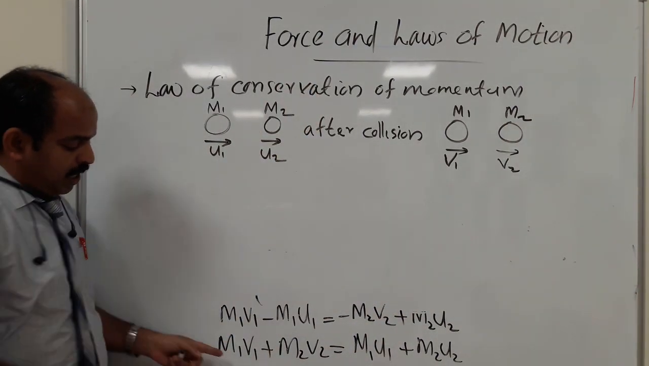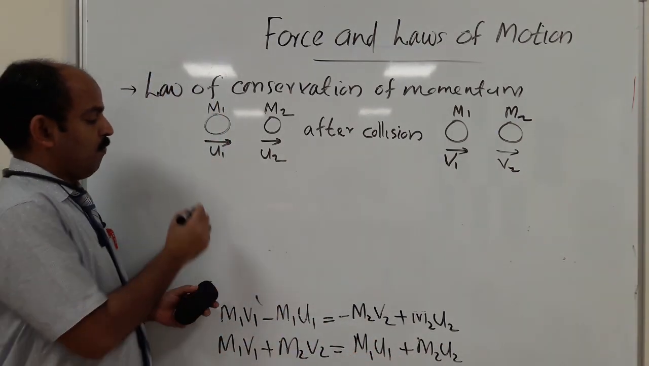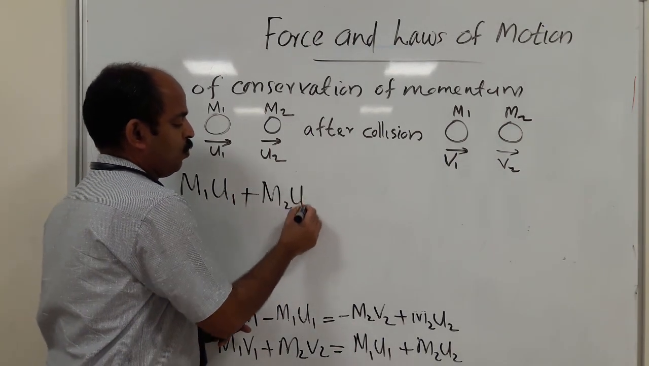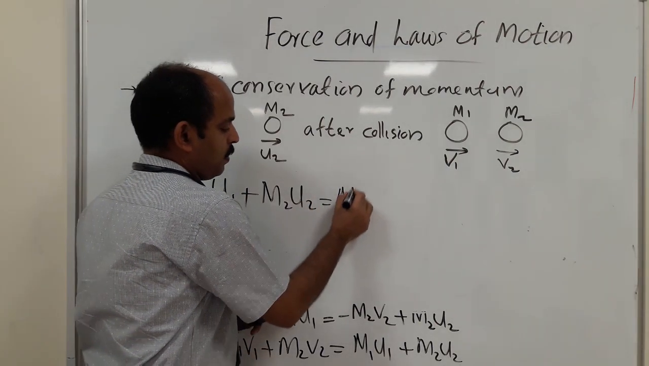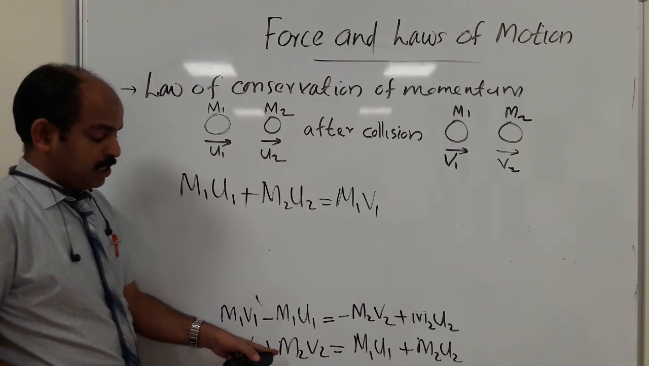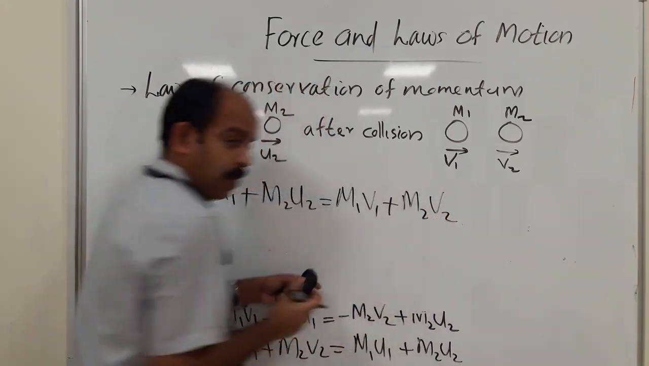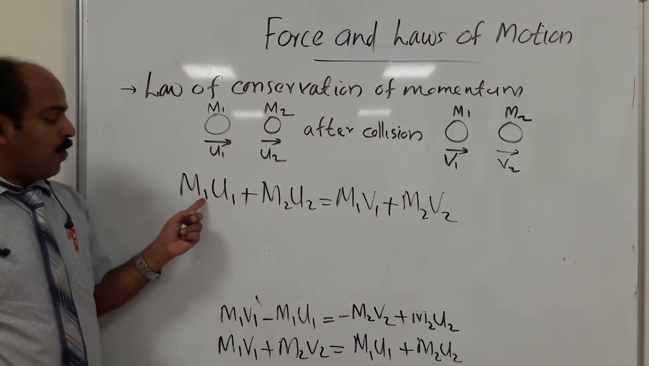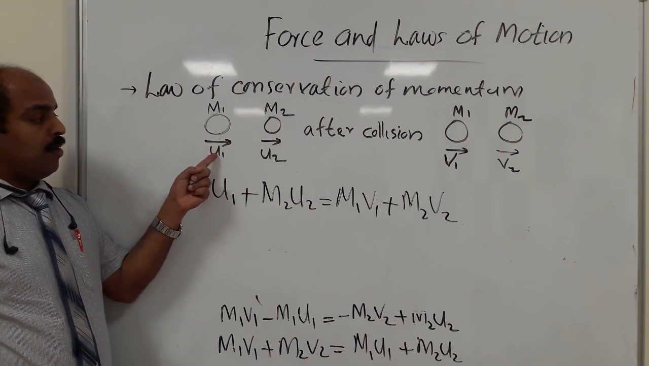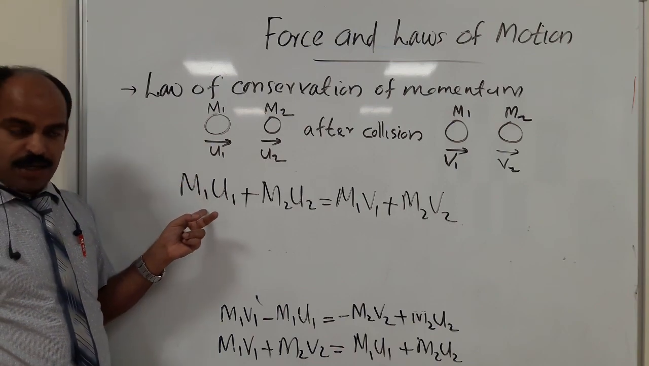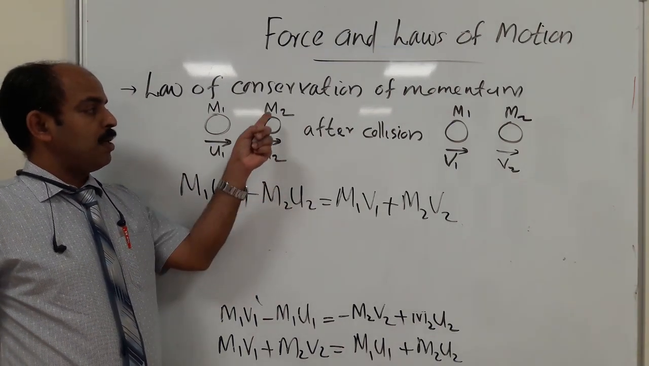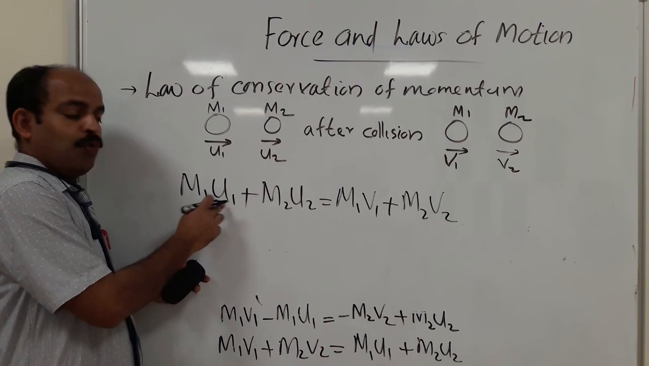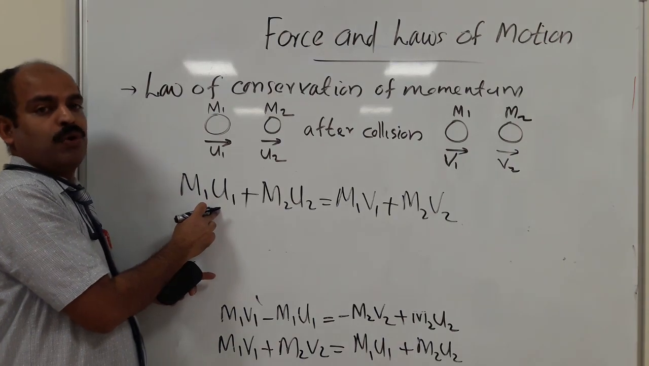Now I am rearranging this equation. That means I am writing this term first. So m1 u1 plus m2 u2 is equal to m1 v1 plus m2 v2, right? Now what is m1 u1? Momentum of the first body before collision. What is m2 u2? Momentum of the second body before collision. So what is m1 u1 plus m2 u2? Total momentum before collision, right?